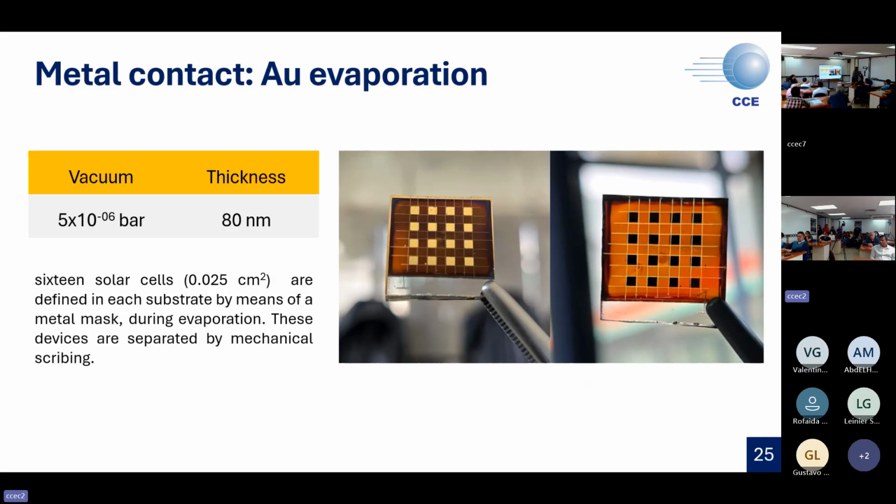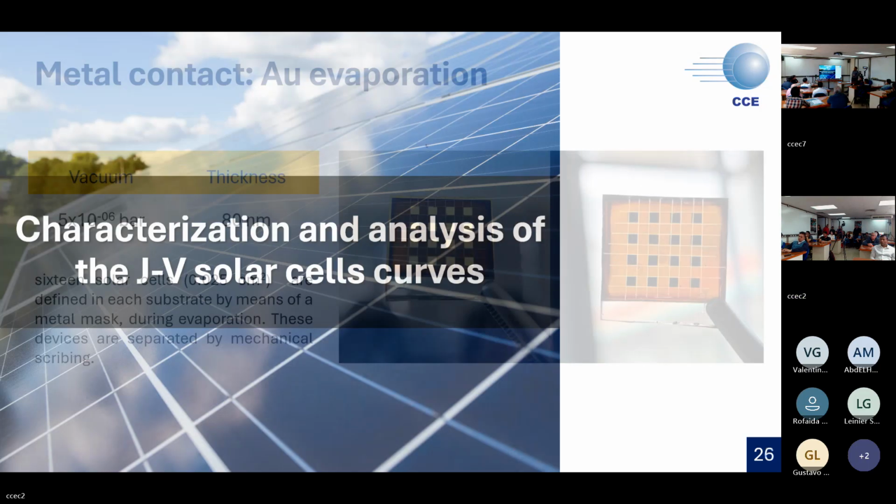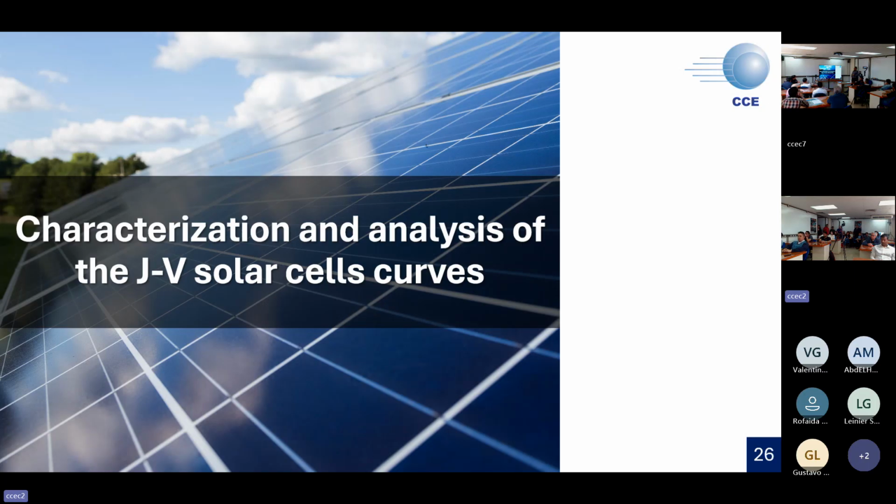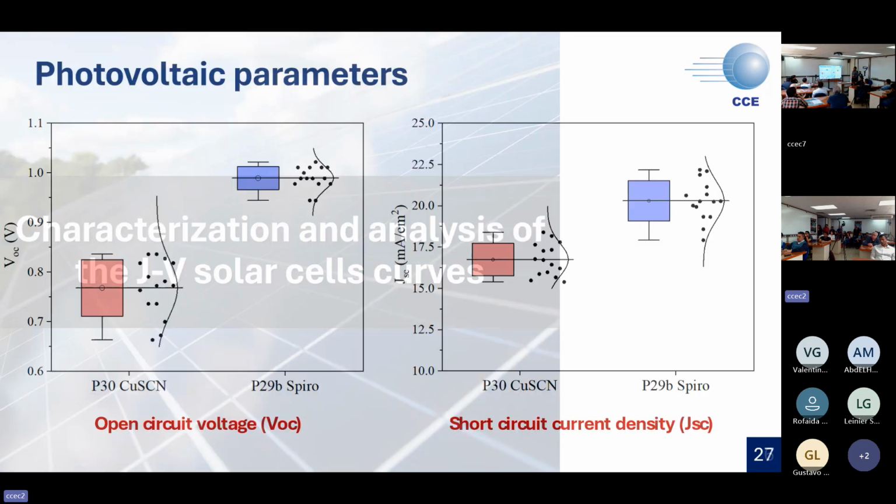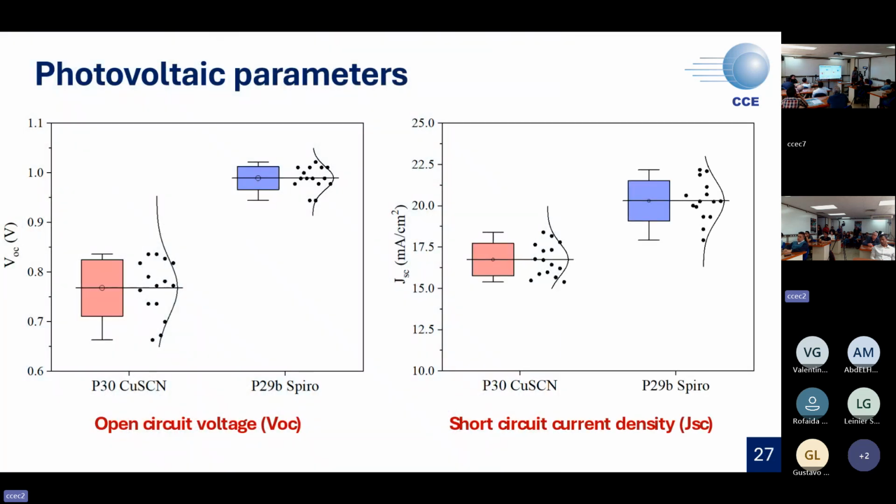These devices are defined in each substrate by means of a metal mask during the evaporation, and the devices are separated by mechanical scribing. And we can see on these lines this separation. And finally, when we make these devices, we compare the performance of the devices with spiro-OMeTAD and with copper thiocyanate. And we can see in these charts the parameters.